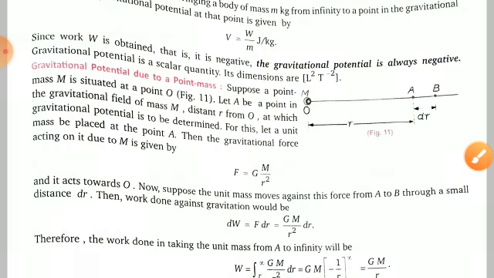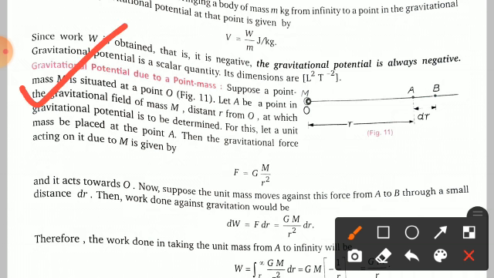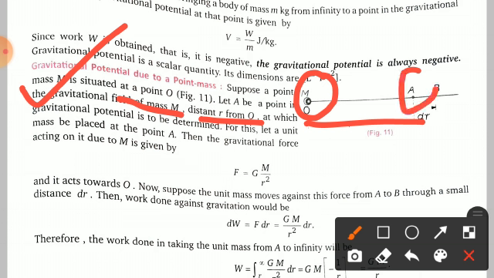Now this is the vector relation of how we can vectorially prove the gravitational potential due to a point mass. Suppose a point mass m is situated at a point O. Let A be a point in the gravitational field of mass m, at a distance small r from O. Here you have to find the gravitational field potential.